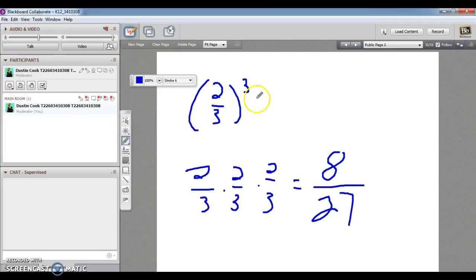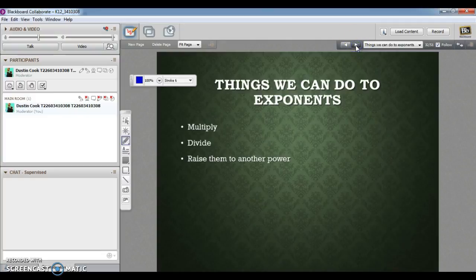So 2/3 cubed is 8/27, which I know sounds intimidating, but the math behind it's not that bad. Because we're just multiplying across the top, multiplying across the bottom. So there are 3 things we can actually do with an exponent.